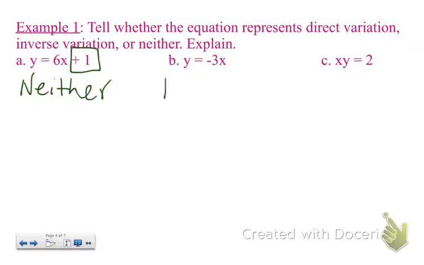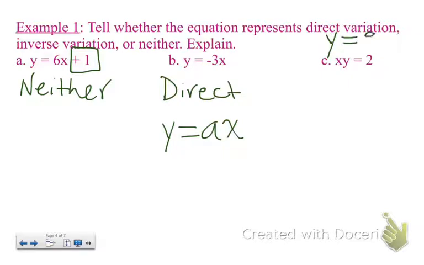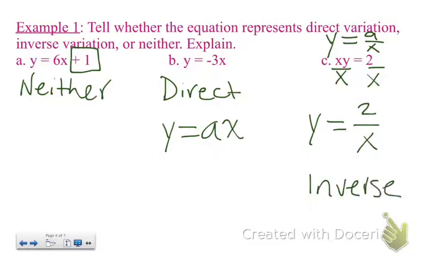For B, that's going to be direct variation because it's of the form y equals a number times x, so y equals negative 3x would be direct variation. C is a very common way to see inverse variation, but just to show you why, remember that inverse variation is of the form y equals a divided by x. If I get y by itself, I divide by x on both sides, I get y equals 2 over x. So that's inverse variation.